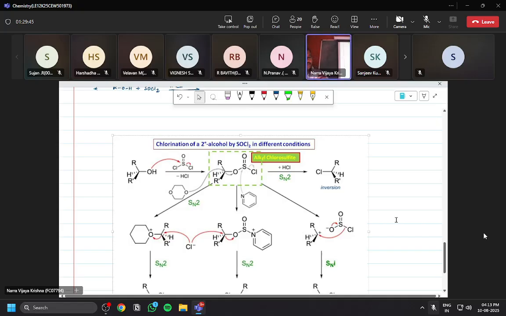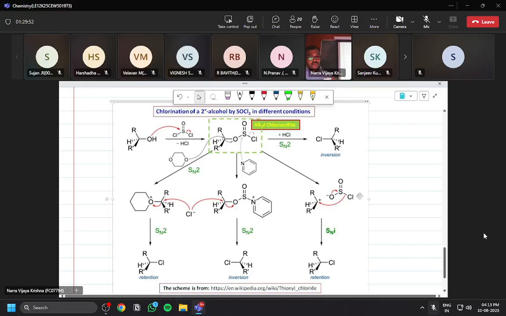Observe. In the first step, the alcohol reacted with SOCl2 and HCl is lost. First you got this one. If I am not adding anything, within the molecule rearrangement is there. This is going in one direction, and in the same direction Cl minus is attacking. Within the molecule rearrangement happened. That's why it is called SNi, alkyl halide with retention of configuration.